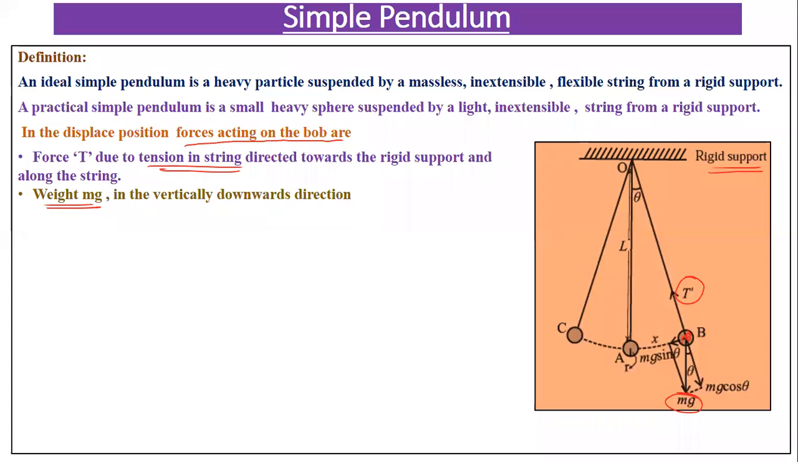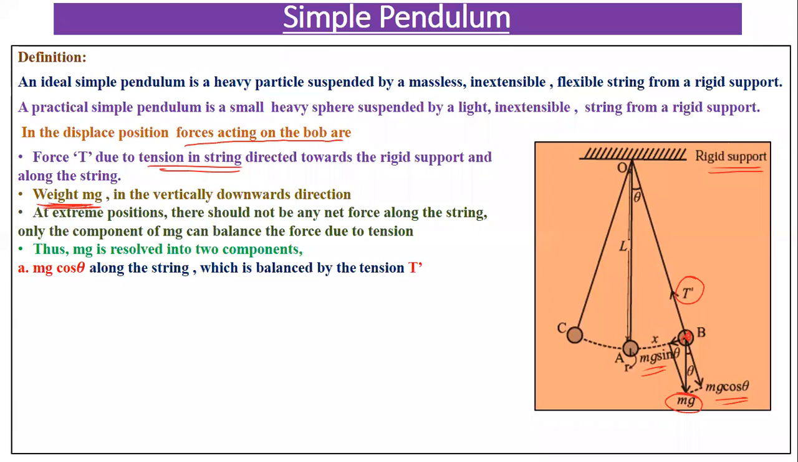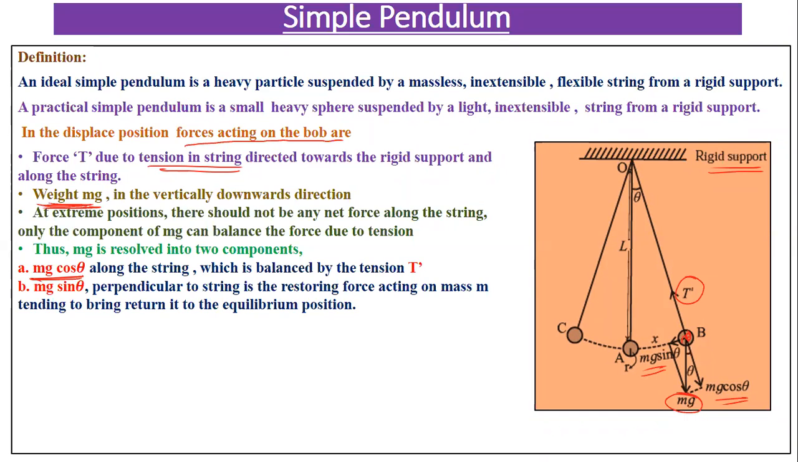Now here we have to resolve this weight mg into two components. You can see in the diagram this weight mg is resolved into two components, mg sin theta and mg cos theta. The first one is mg cos theta and the second one is mg sin theta. These are the two components of weight mg.